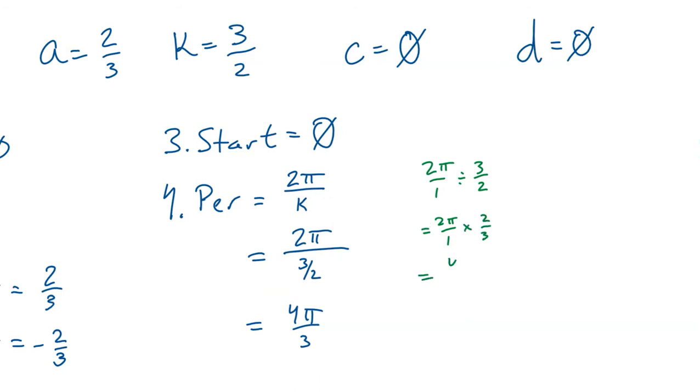2 times 2 is 4. 1 times 3 is 3. 4 pi over 3. So if you do enough of these, you just take the denominator, multiply it by that numerator number, and leave the 3 on the bottom on its own.